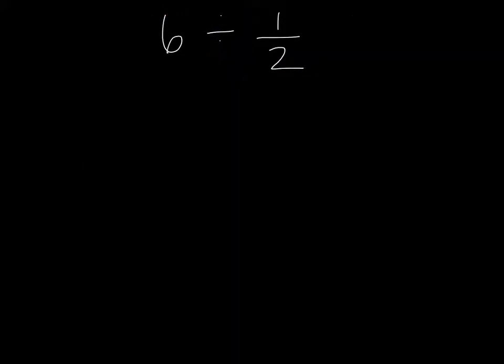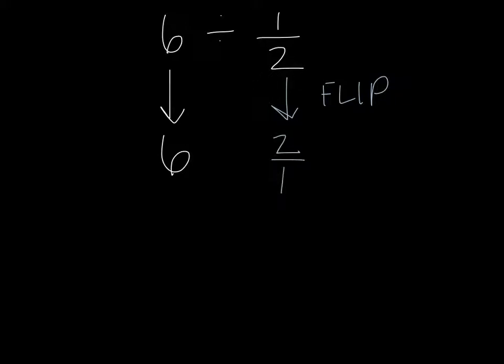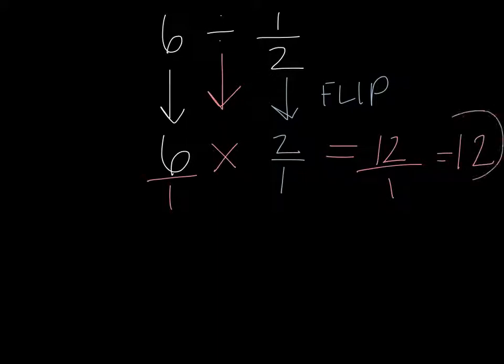Let's try one more example with a whole number. Once again, I'm going to keep the first number, 6. I'm going to flip 1/2, and it is now 2/1. And I'm going to change division to multiplication. 6 is a whole number, so I can put a 1 under it if I want to. 6 times 2 is 12/1, which is just 12. So 6 divided by 1/2 is equal to 12.